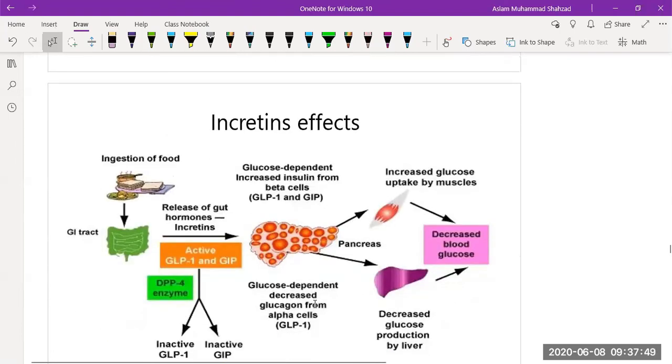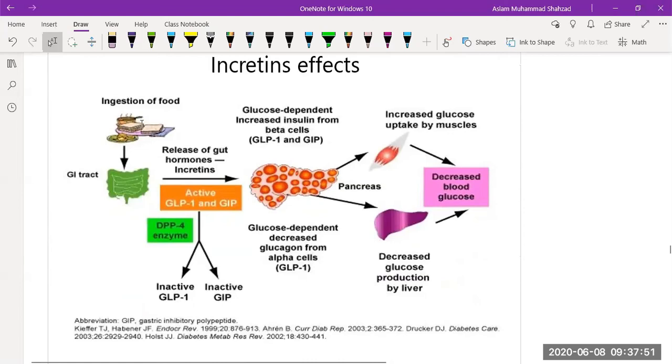How will the incretin produce the effect? For example, we can see that ingestion of food is responsible for the release of the gut hormone incretin, and that incretin is responsible for the pancreas to secrete insulin, to increase the uptake of glucose by the muscles, or to decrease the glucose production by the liver. And in both cases, there will be a decrease of the blood glucose. So see this step by step. Step one, if anybody eats food, obviously the food goes to the GIT, that activates the incretin hormone.